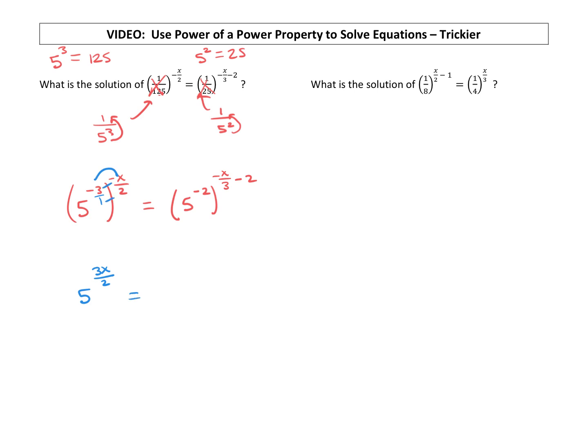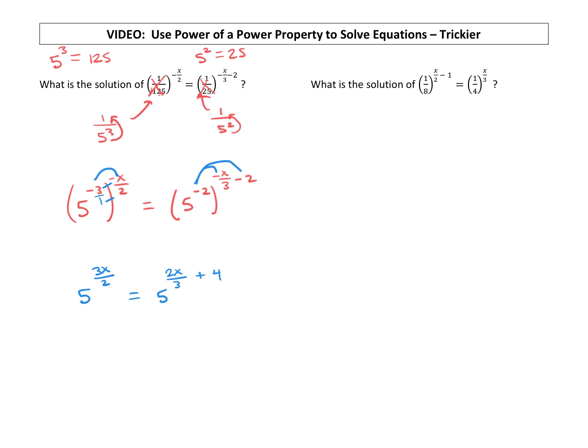All right, that's equal to, over here we're going to multiply our exponents, but we have to multiply the negative 2 to this term and to this term. We're just going to do some distributing here. So negative 2 times negative x over 3, negative times negative is positive. Keep our base of 5, I forgot to write that part down. That gives us a positive 2x over 3. And then negative 2 times negative 2 is a positive 4.